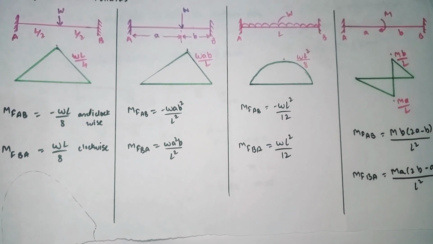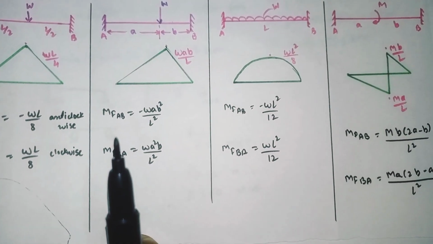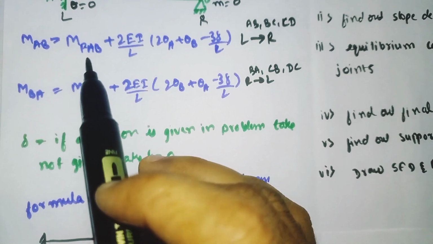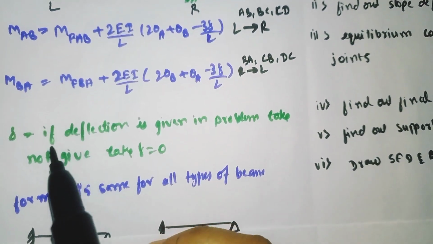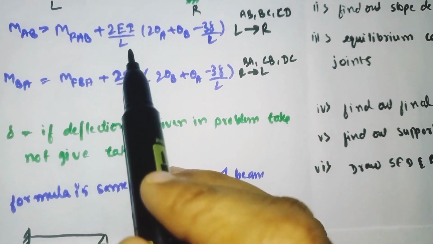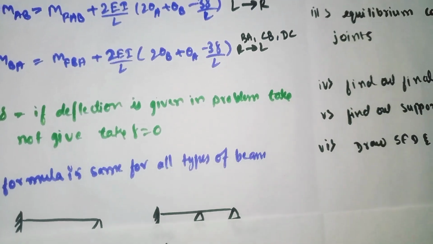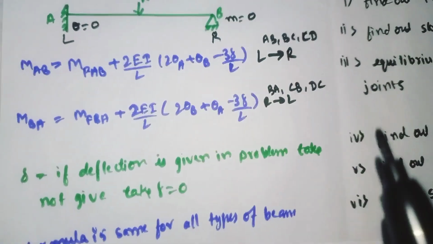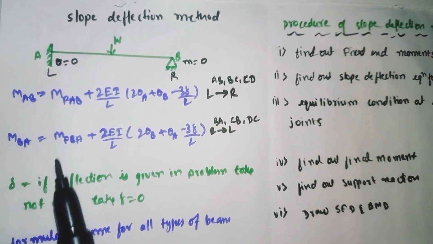AB and BA. So after finding out the fixed end moment, we need to apply these values in this formula, that is MFAB. After finding out the value, we need to substitute that value here, and also by using this formula, we will calculate the bending moment about AB and BA. These are the formulas for calculating the moment about AB and BA.